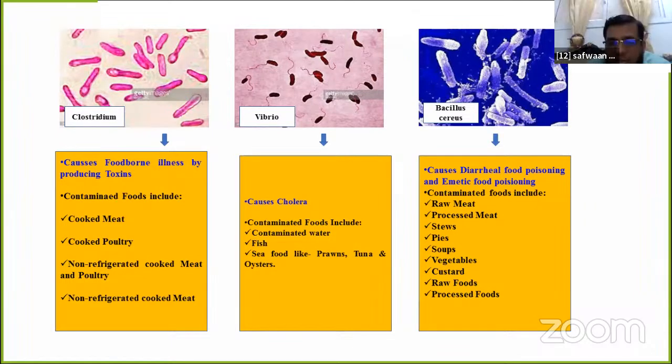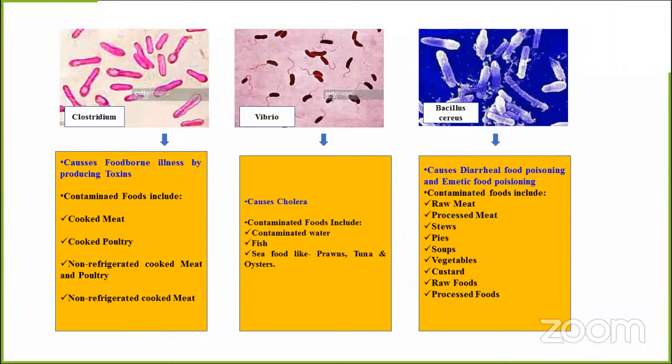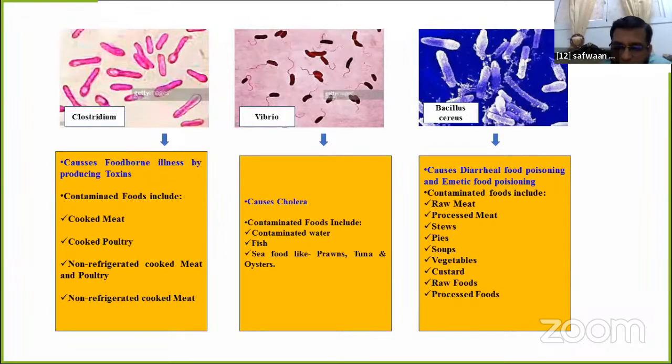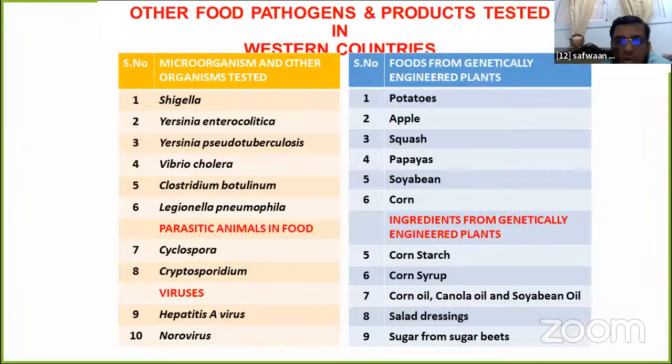Bacillus cereus is responsible for diarrheal food poisoning, and it contaminates meat, processed meat, stew, spice, soups, vegetables, and processed food. Now, these are some of the organisms which are not commonly tested in Saudi Arabia and Gulf countries, but Western countries are testing these organisms.